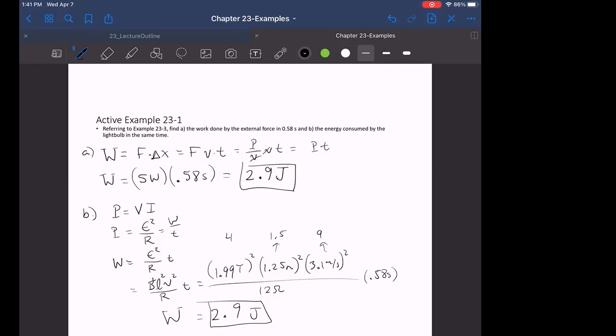I mean, it really pretty much has to be, right? Because that's the work done externally, and that's the work, input to output, assuming this is 100% efficient, that all of it gets turned into light. That light bulb is not 100% efficient though. So I guess it's the energy consumed by the light bulb.